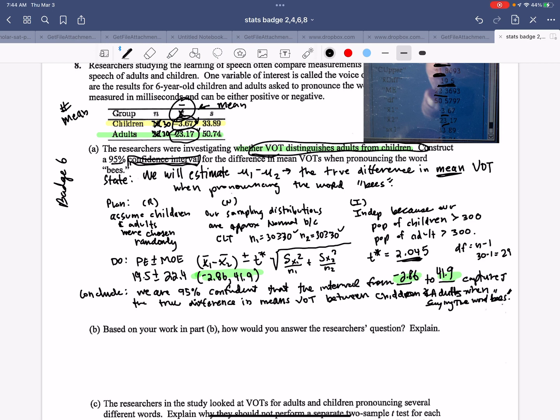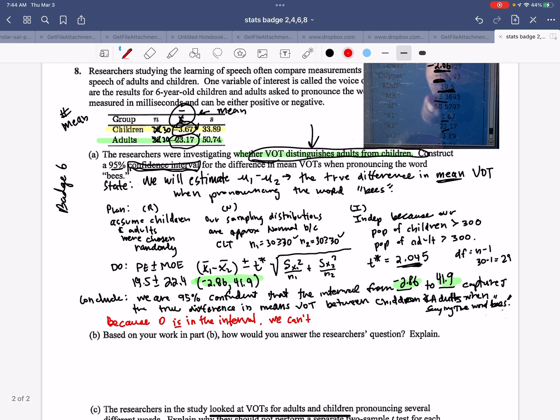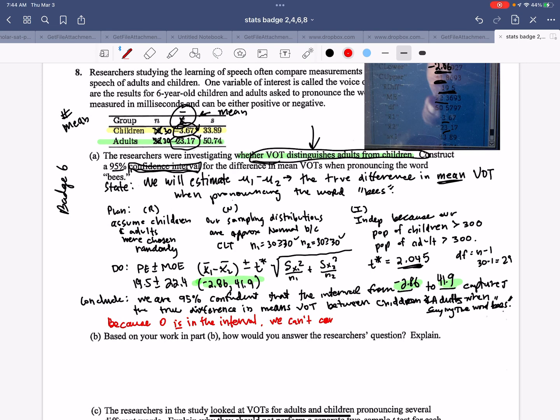We'd like to conclude that there is a difference. We'd like to conclude that VOT does distinguish between adults and children, but it doesn't look like it does. So we're going to say, because 0 is in the interval, we can't make the conclusion that the researchers want to make. We can't conclude that there is a difference in VOT levels, right? Between adults and kids.